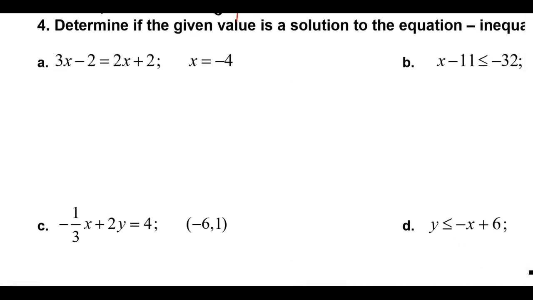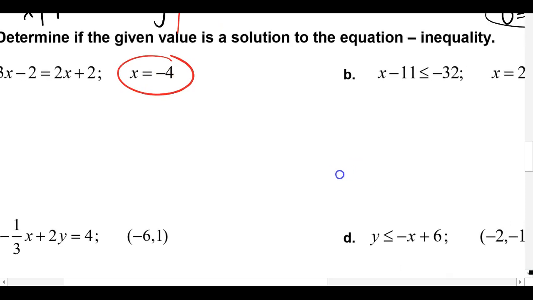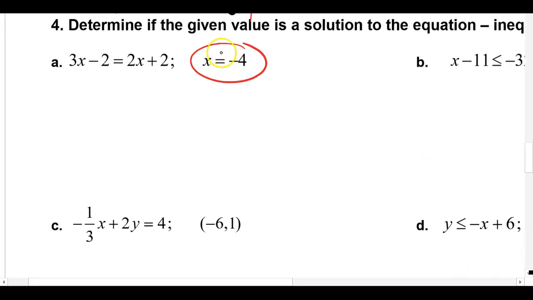Now, with these problems, we're given a solution. So for this equation, we were given x equals negative 4. We don't have to go and find x because we're already given this x here. But what we need to do is determine if this is actually a solution, if it's the actual correct answer. So what you're going to do is simply plug it into wherever there's x. And as long as it's correct at the end, then it's the right answer.